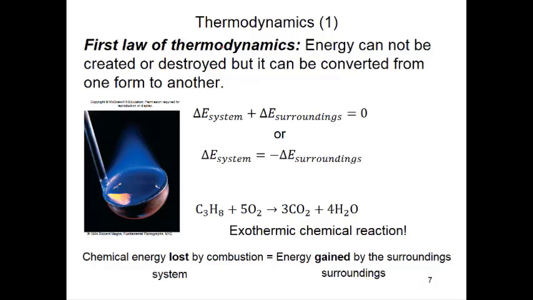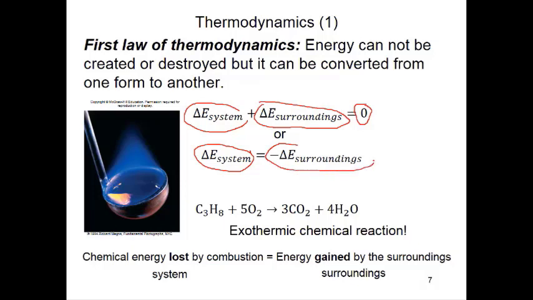The same law can be represented by a mathematical equation: the energy of the system plus the energy of the surrounding will remain the same. The total will remain the same, that is 0. The energy gained by the system is equal to the energy lost by the surrounding, or vice versa. So the total energy of the universe will remain the same.